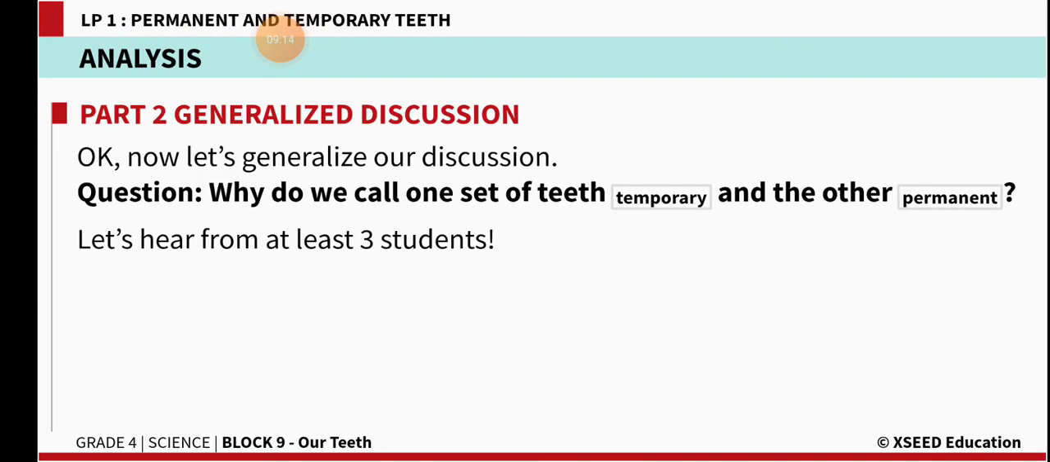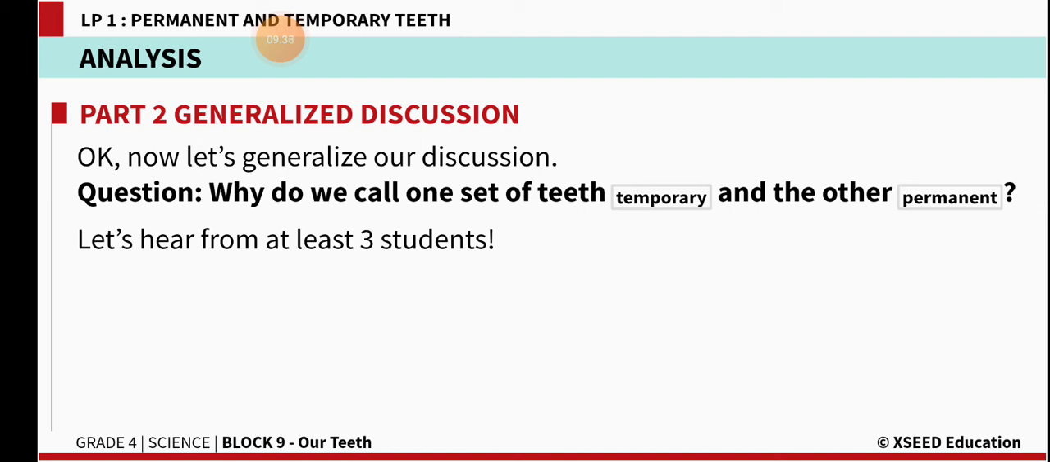You can see another question. Why do we call one set of teeth temporary and the other set permanent? Because the teeth which you get at the age of 6 years start to fall out after 6 years. So they are staying temporarily. That's why we call them temporary teeth.